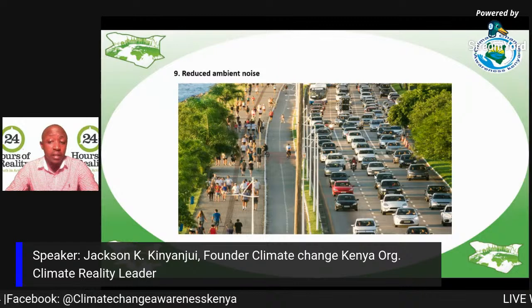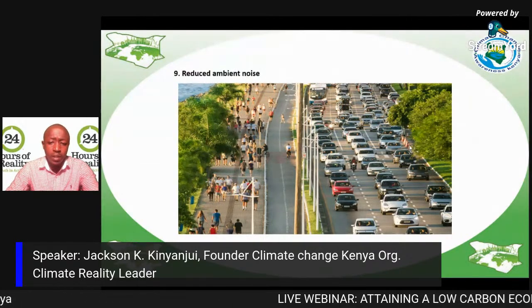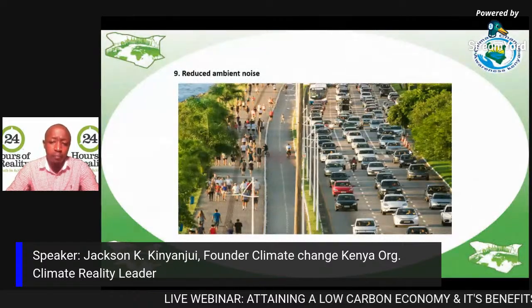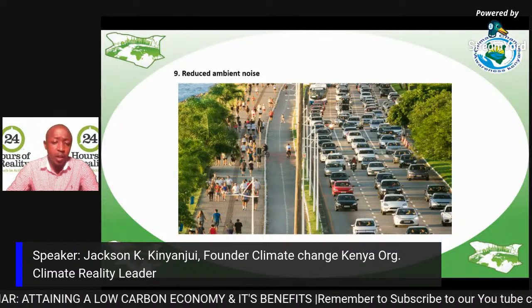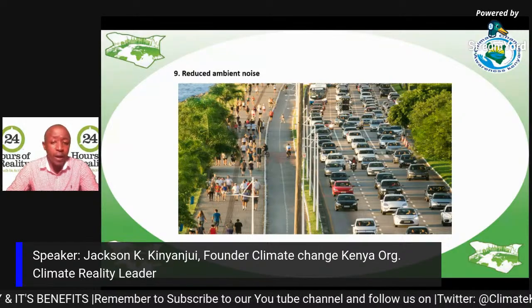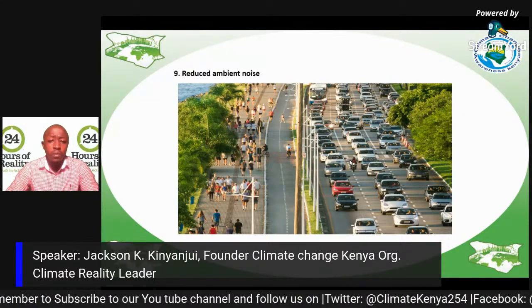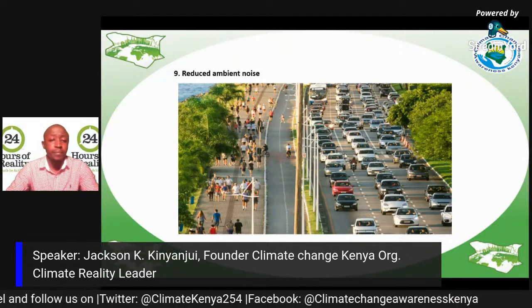Scientists have pointed out that the use of live fences absorbs sound by half, by 50%. So this is a good thing. We need to embrace the green economy, especially in the urban or downtown areas where vehicles are more, where the sound pollution is much higher.